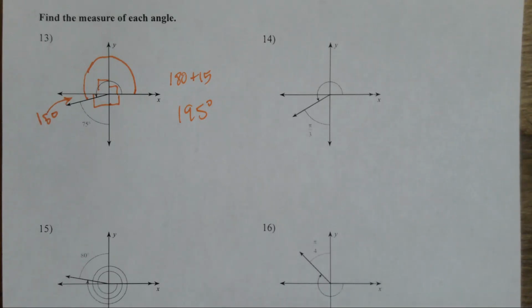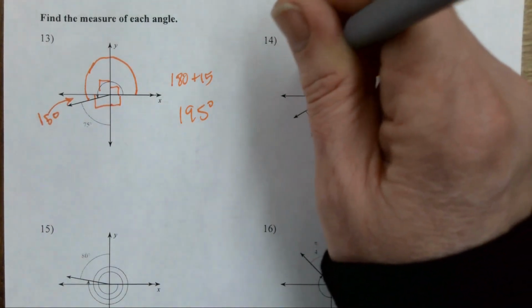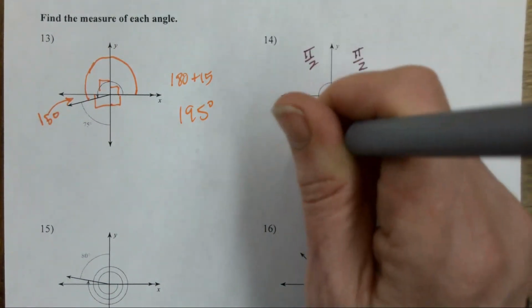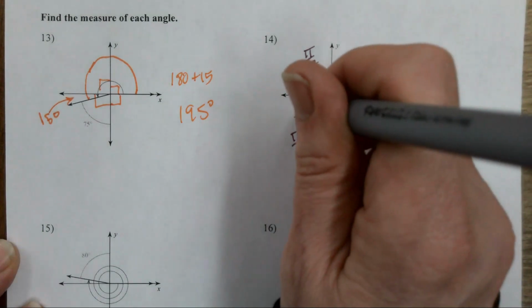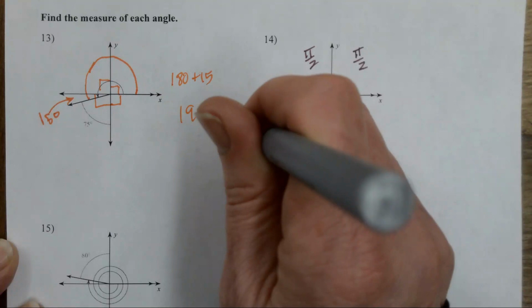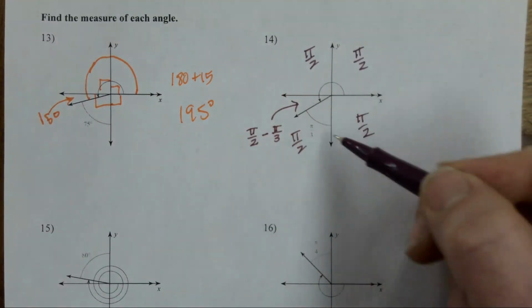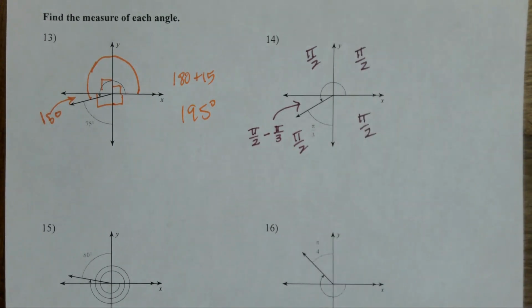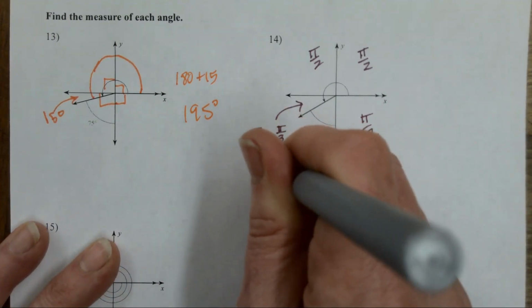So if every measure around here is pi over 2, pi over 2 is equivalent to 90 degrees, then this little piece right here is pi over 2 less pi over 3, because pi over 3 was given. Good. Or it is 1/2 minus 1/3 pi.